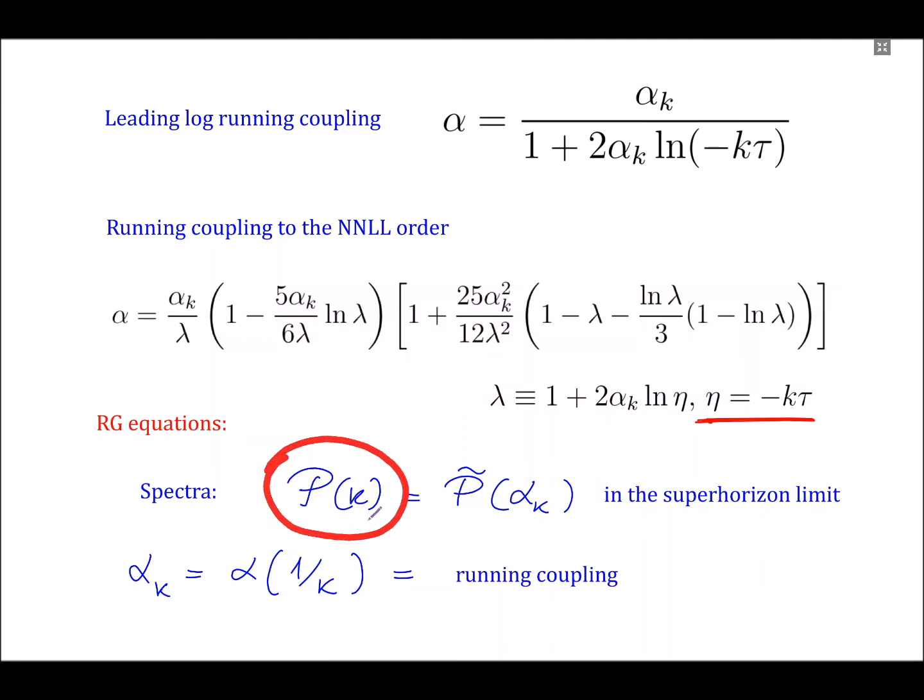And what is the consequence on the spectra? That the spectrum depends on k only through the running coupling. So the spectrum, which is normally written as a function of k, in the super horizon limit only, actually, is a function of k only through alpha. It's a function of alpha of 1 over k, which is the running coupling.